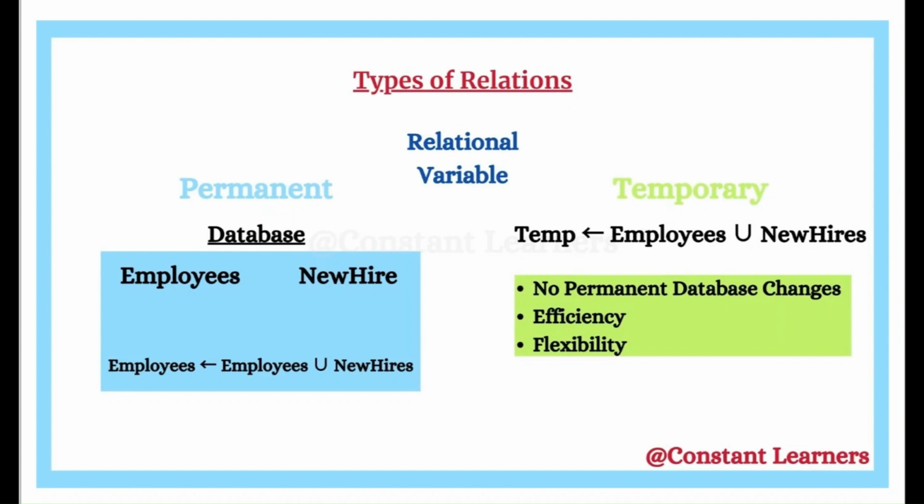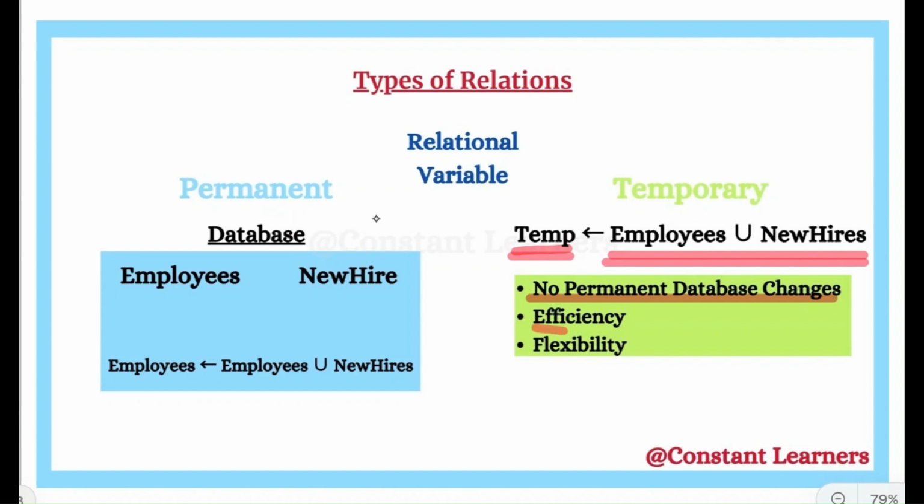For example, here we are storing the union of employees and new hires inside a temporary relation named temp, right? So here temp is just a temporary relation that is holding the result of this query, right? Now what could be the advantage of using temporary relations? First one is no permanent database change, which is very important. It does not make unintentional changes to the database.